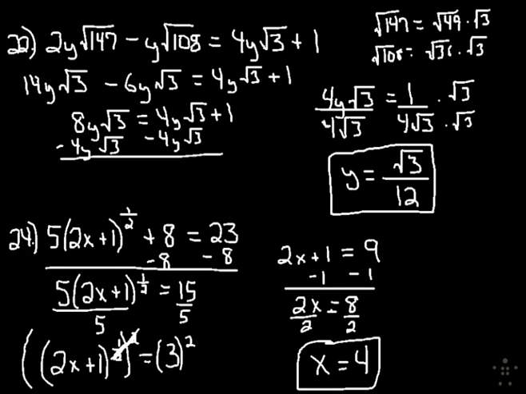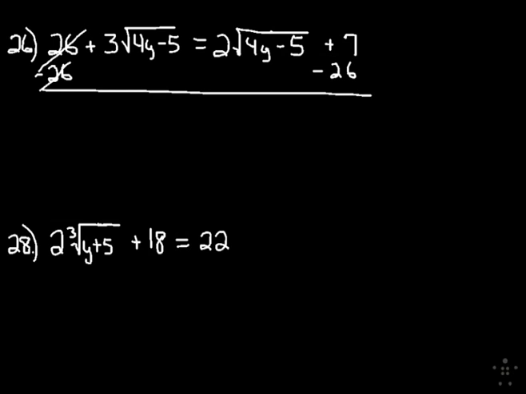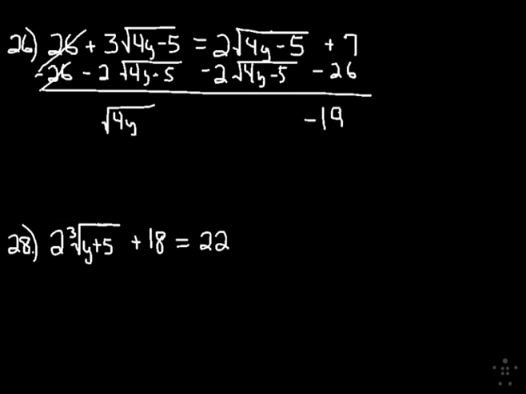Moving on to question number 26. Let's go ahead and get our numbers to the right side. We usually take our variables to the left, so I'll do the same thing again. And that'll cancel, leaving me with negative 19. Also, since these are both square roots of 4y minus 5, I can combine them. So 3 minus 2 is 1, and I get the square root of 4y minus 5 is equal to negative 19.